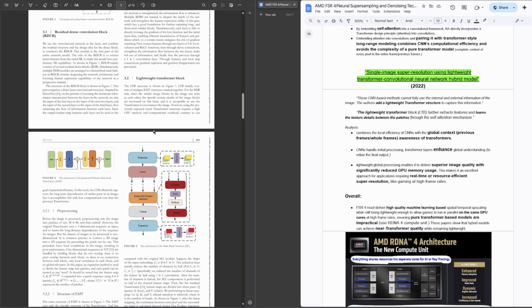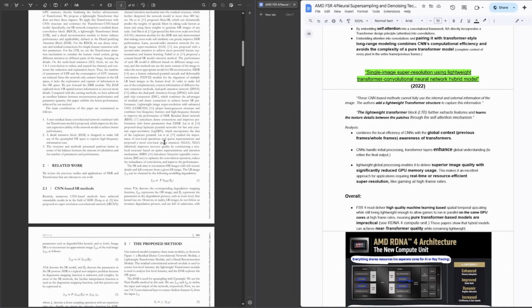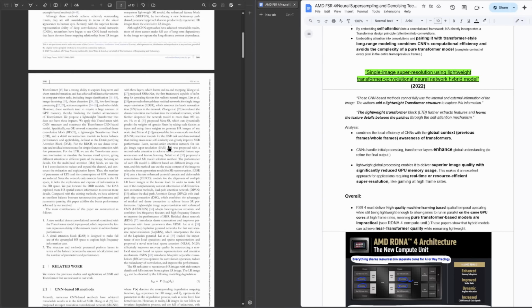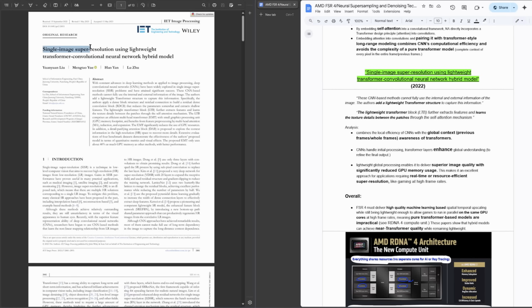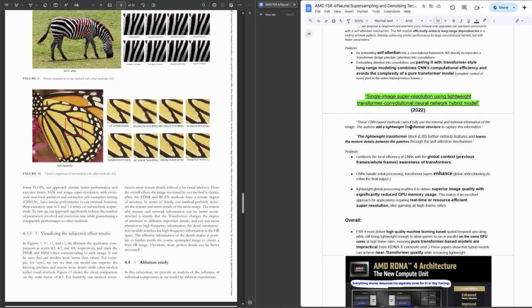But yeah, I don't totally understand these papers, obviously, but based on the little that I was able to glean, this paper seemed the most related to computer graphics, even though it is talking only about single image super resolution, whereas FSR4 is a multi-image or a TAA-based approach. But yeah, some quotes I got from the paper that I thought were significant talk about how they're adding a lightweight transformer structure to capture this internal and external information, as they're calling it. They're saying this lightweight transformer block further extracts features and learns the texture details between the patches through self-attention mechanisms.